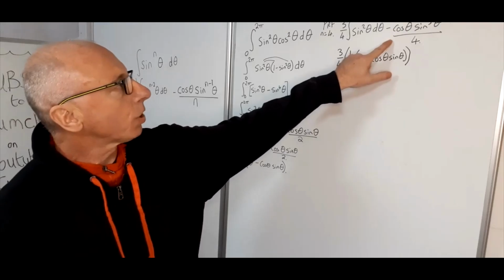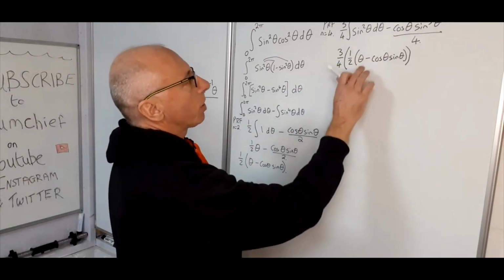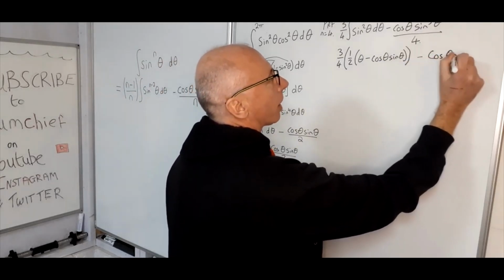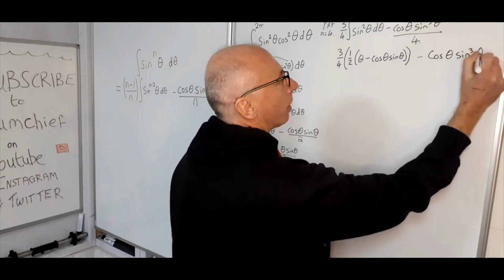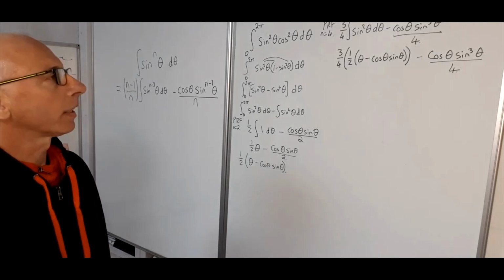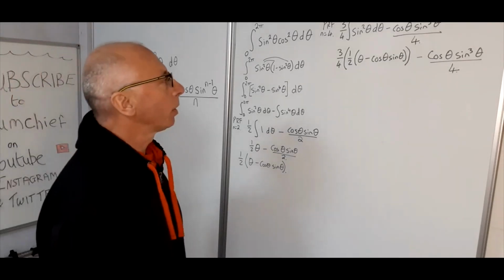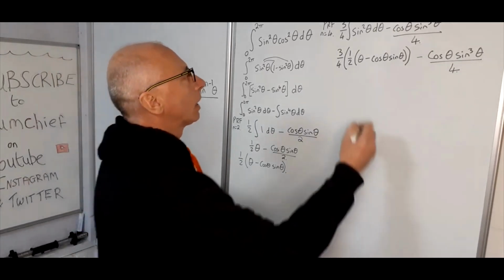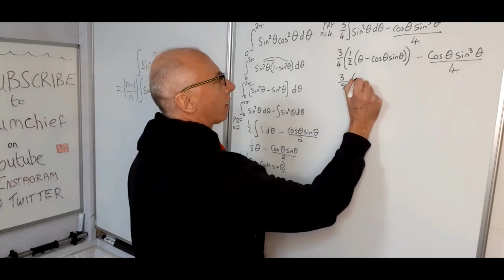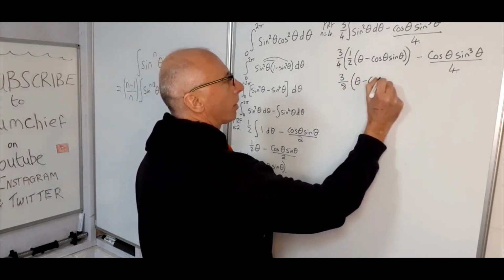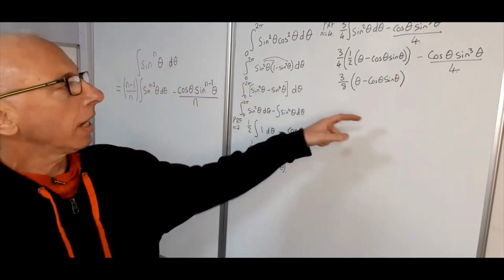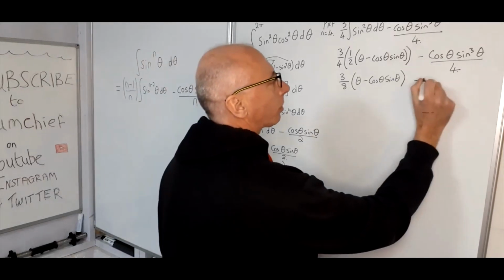And now we've still got to subtract this term here. Bearing in mind the 3/4 is only for the integral, not for this term. So minus cosine theta sine cubed theta over 4. Okay, let's see if we can clean this up a little bit more. So now we get 3/8 theta minus cosine theta sine theta. That takes care of that. And then this one we can just bring down.